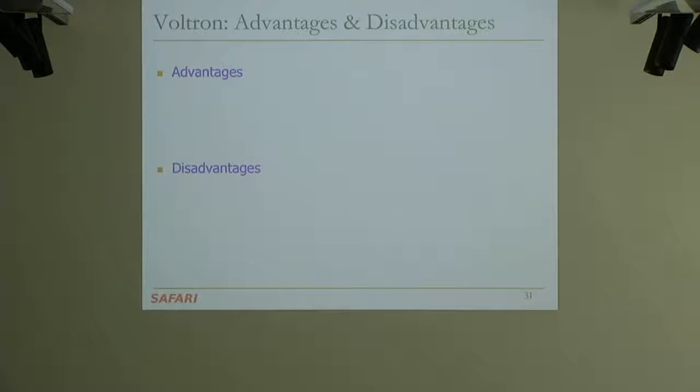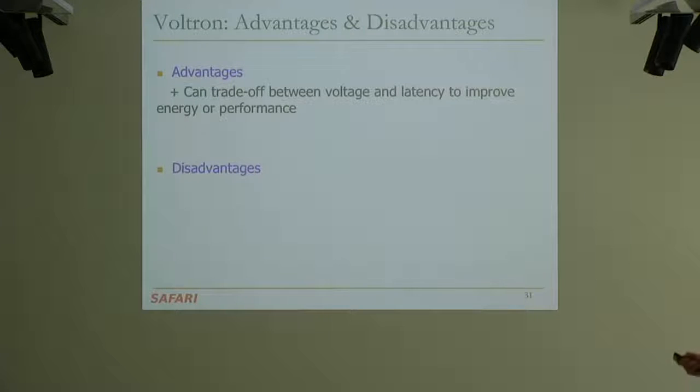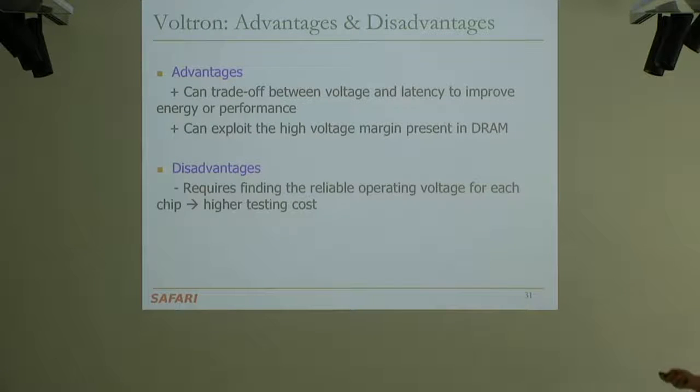Okay, any questions? Okay, let's go into advantages. Clearly, this enables a new trade-off space. You can trade off between voltage and latency to improve energy or performance or something else. You can exploit the high voltage margin present in DRAM. The disadvantage is now you need to do even more profiling. Basically, you need to find the reliable operating voltage for each chip, maybe not only each chip, it's also each bank, right? And this leads to higher testing costs, either online testing or offline testing, depending on when you're doing this. And maybe there are some other disadvantages.